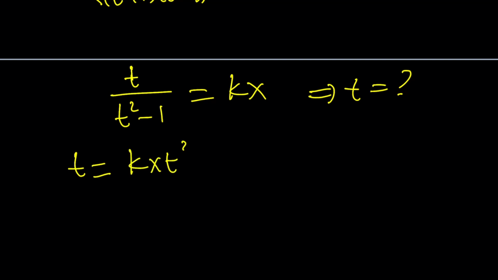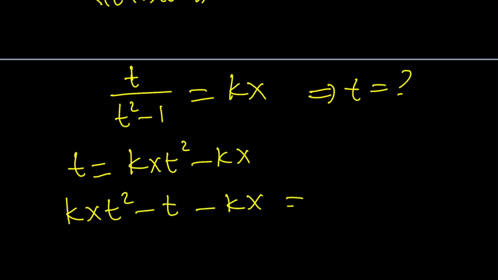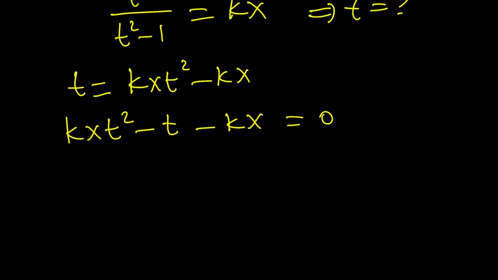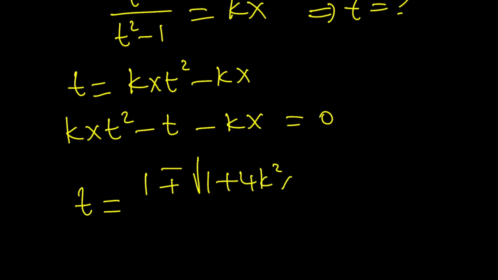kx t squared minus kx. And let's put everything on the same side. And guess what? This becomes quadratic in t. Isn't that awesome? There are too many variables, but only t matters. This is quadratic in t. And now we can solve it using the quadratic formula, because quadratic formula is awesome. And that gives us t equals 1 plus minus the square root of b squared, which is 1, minus 4ac. But that becomes a plus sign with a double negative. And this is what we get.